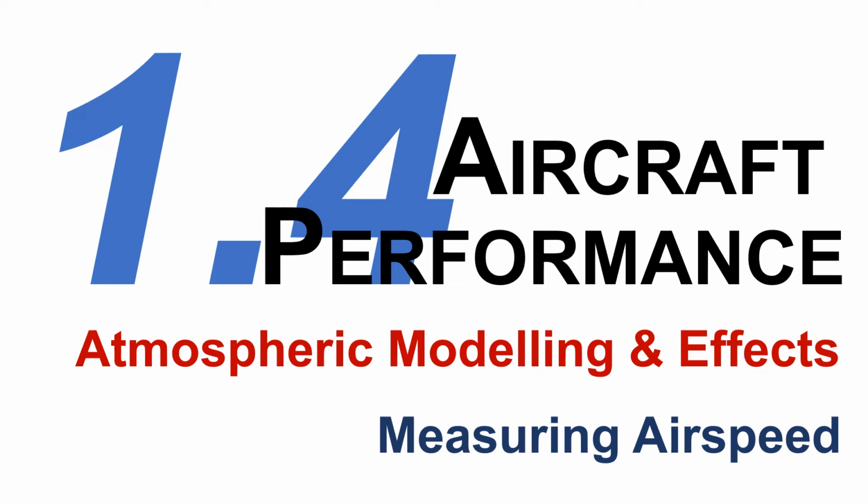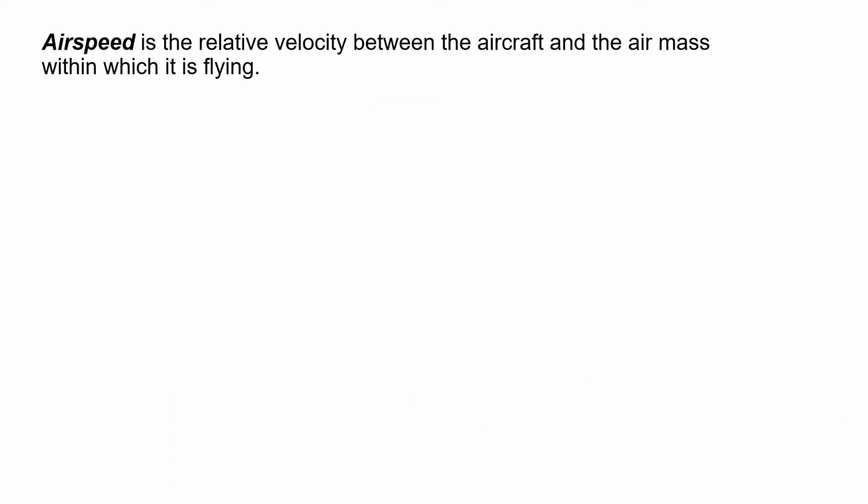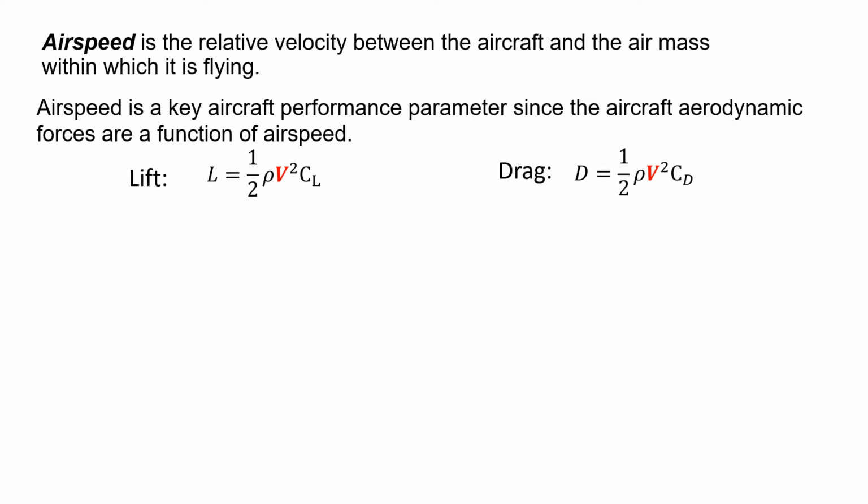In the fourth lecture of this chapter, we are looking at the measurement of aircraft airspeed. By definition, airspeed is the relative velocity between the aircraft and the air mass within which it is flying. Basically, the latter is the wind speed. Airspeed is a key aircraft performance parameter because the aircraft aerodynamic forces are a function of the airspeed, and we can see the lift is related to V squared, and also the drag is related to V squared.